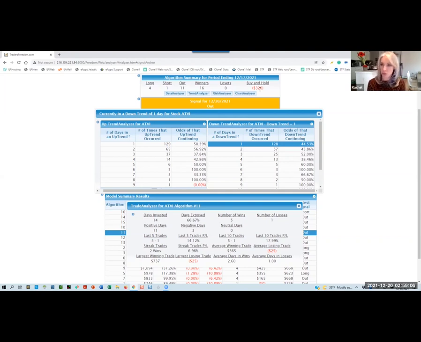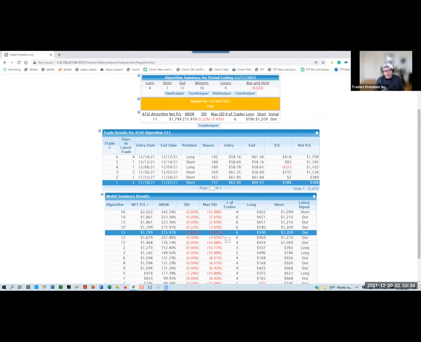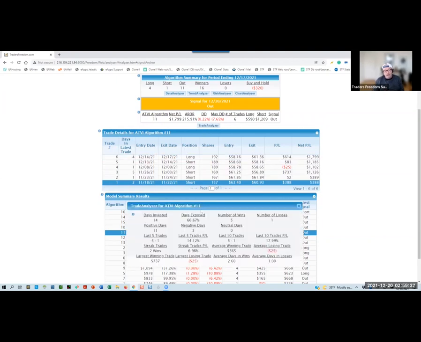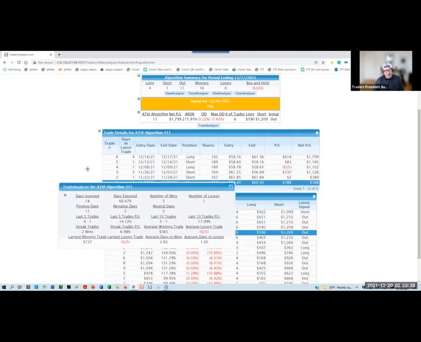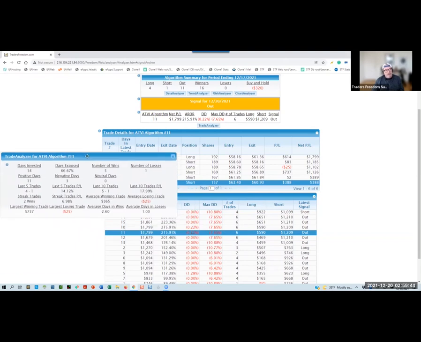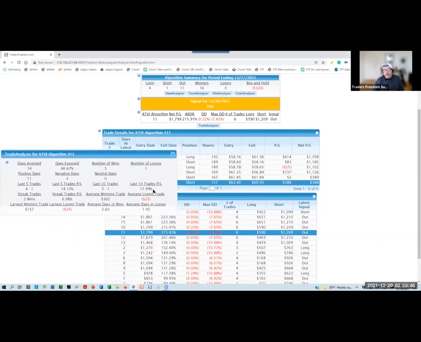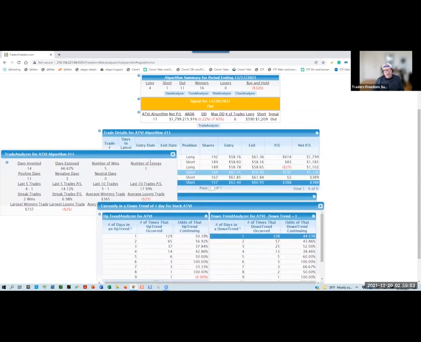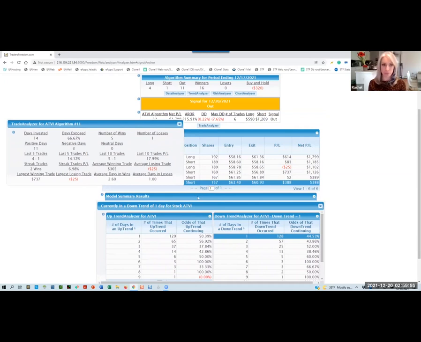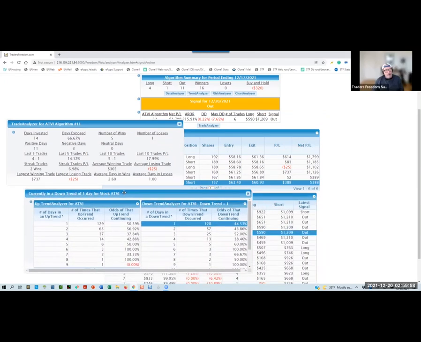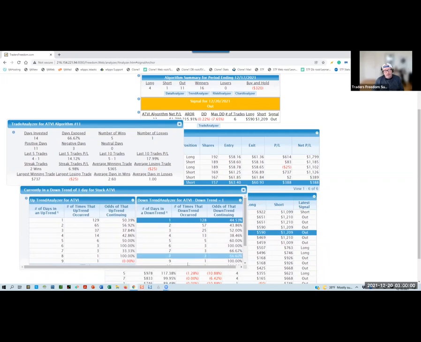So the combination of those two things: the trade analyzer is the way that the model is trading. ATVI algorithm 11 is telling you about the model and the signals. How well is it tracking the stock? The trend analyzer tells you just about the stock, independent of what model you chose. It's just telling you how the stock's trend tends to develop. What's the chances based on history that it's going to be down a second, third day, fourth day? How bad does it get?